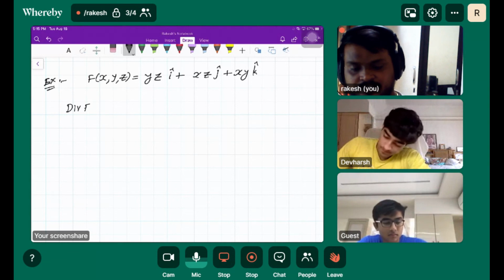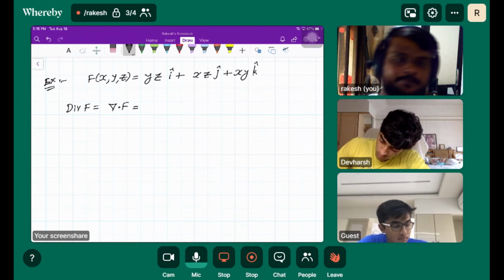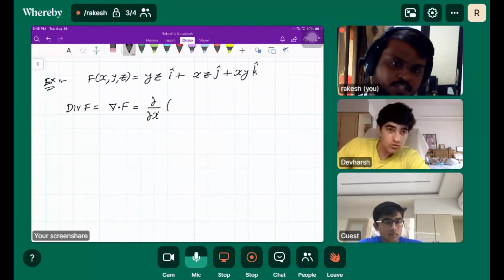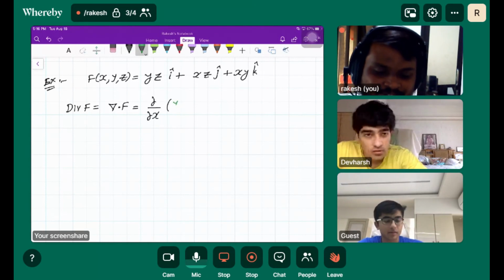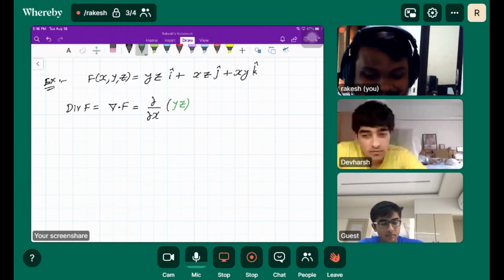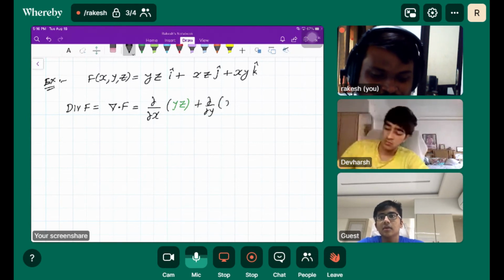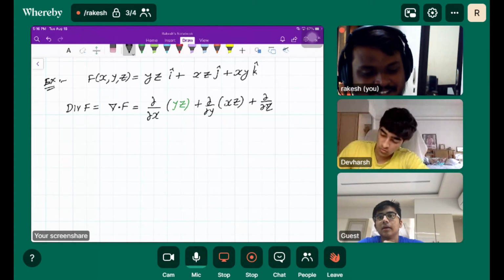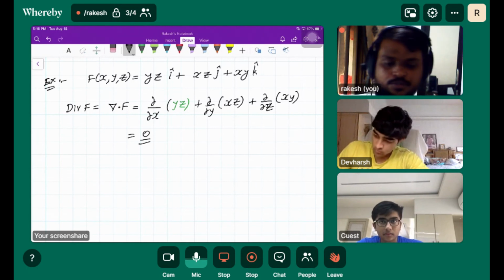So divergence of f is equal to del dot f. We'll directly apply the formula here. So del with respect to x of P. What is P here? yz, which is 0. Del by del x of yz will be 0. What is Q? Q is xz. The partial derivative is 0, plus R is xy and their partial derivative is also 0. So the divergence is 0.